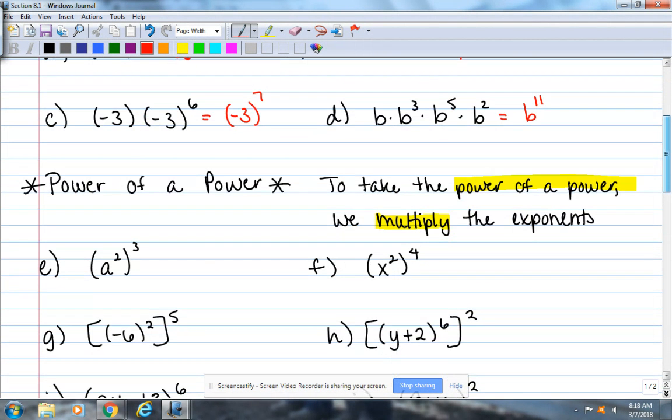Next rule we're going to learn today is how to take a power of a power. A power of a power. Now, a power of a power is when we have something that already has an exponent on it, and then we raise it to another exponent. So power of a power, something already has an exponent, and then we're raising it to another exponent.